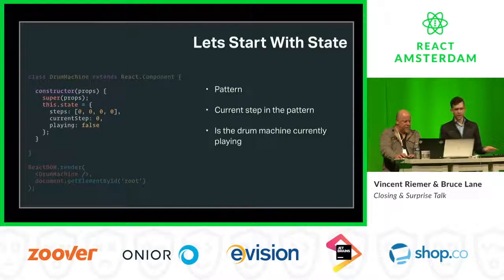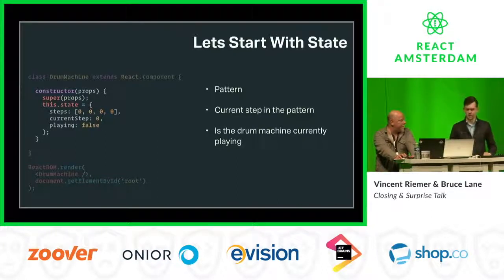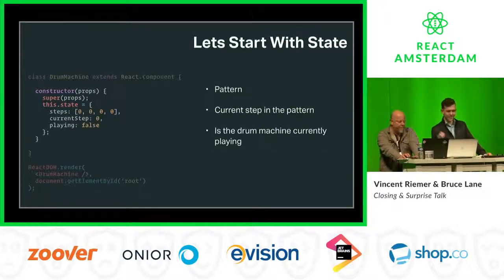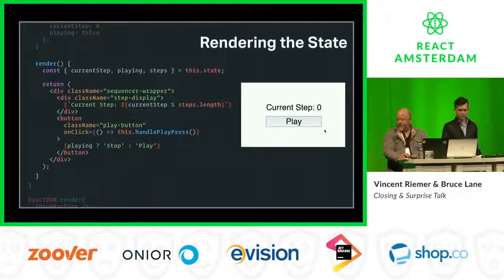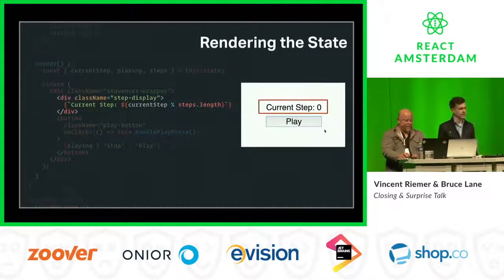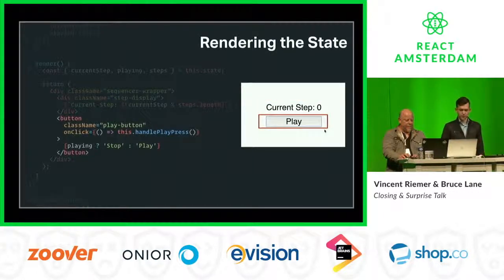We have our steps, which is an array of integers. I'm just using zeros and ones because it's a lot shorter to write than true and false four times. We have the current step and playing, fairly straightforward. Now, for rendering, if we're all React devs here, this should be pretty simple and straightforward. We have the step display, just using an ES6 template. And for the play button, we are just using standard strings. But it's important to see that we have this handlePlayPress function, which is what's going to start the clock and stop the clock.